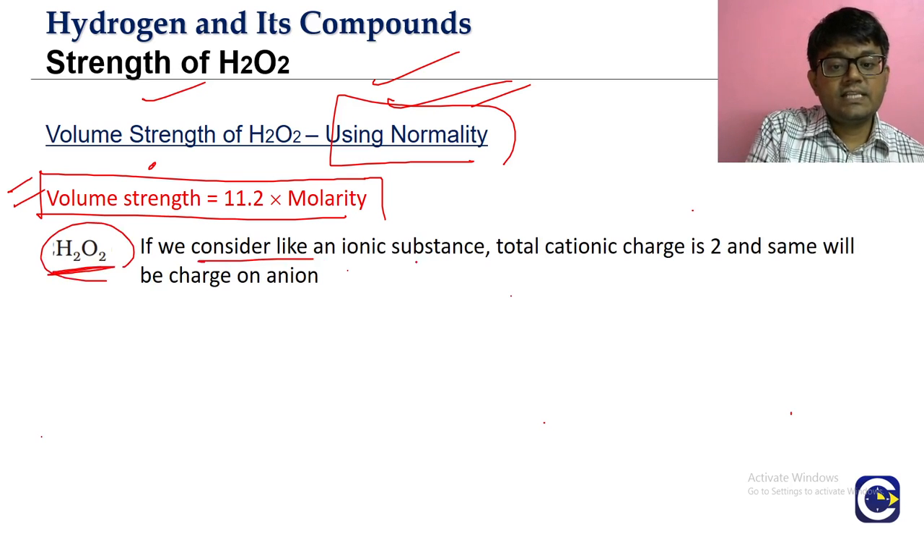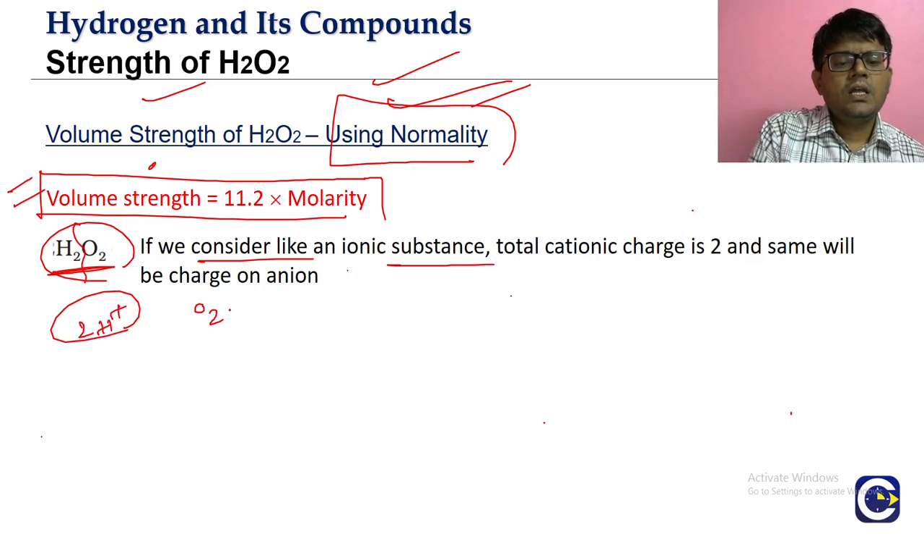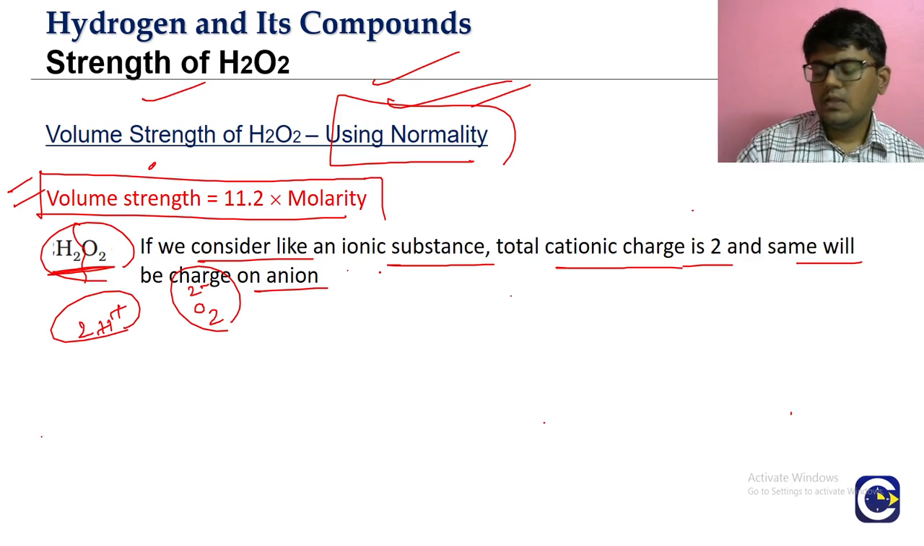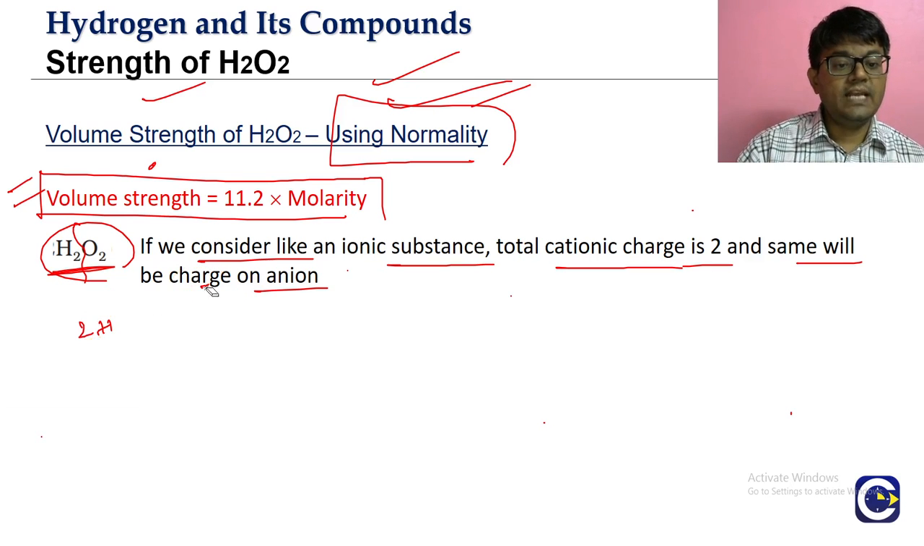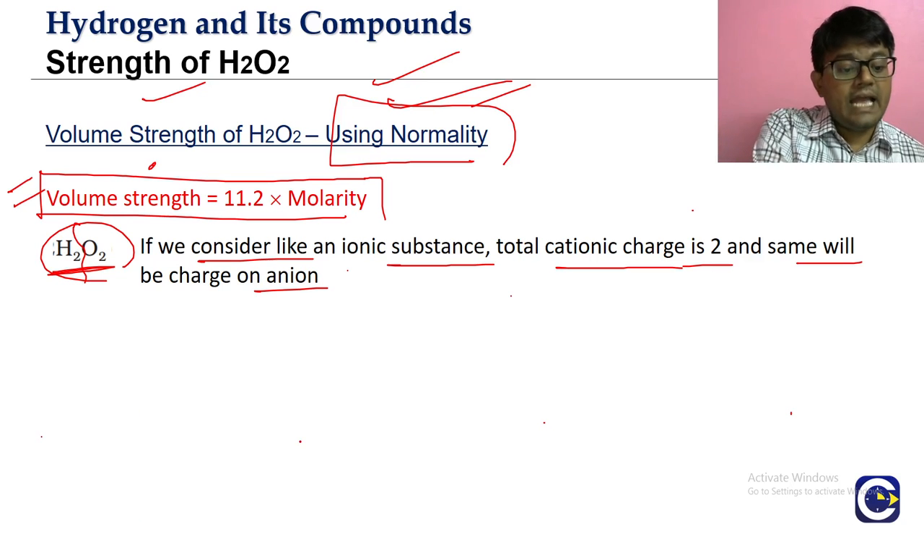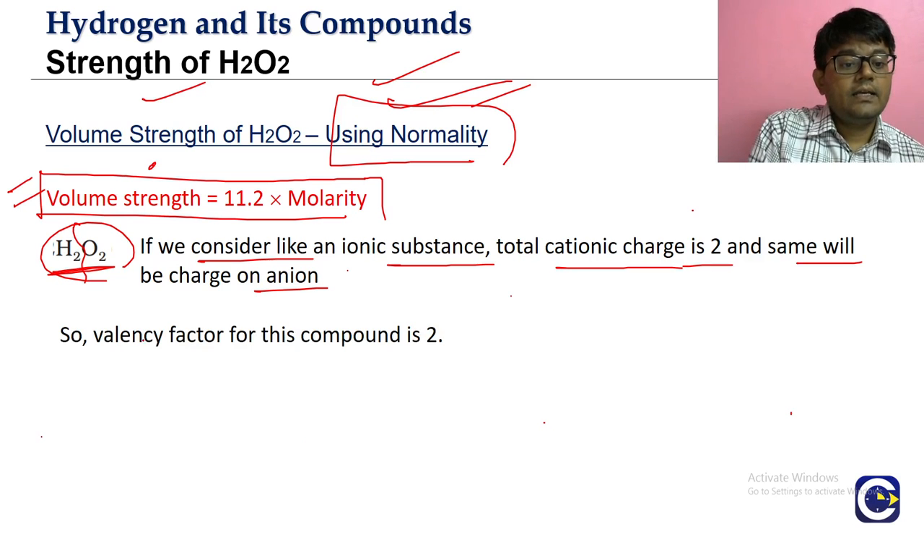Now look at it. H2O2, if we consider this like an ionic substance or salt, then we have 2 H plus ions, and the O2 overall is the 2 minus peroxide ion. So the total cation charge is 2, and total anion charge is also 2. Here the anion is the peroxide ion, O2 overall 2 minus. So if you consider H2O2 like an ionic substance, the total cationic charge will be equal to 2, and the same will be the total anionic charge. Correct. Now we look at the valency factor Z.